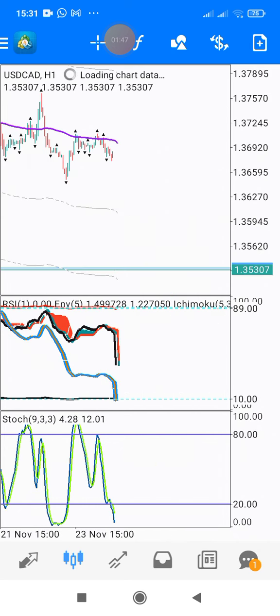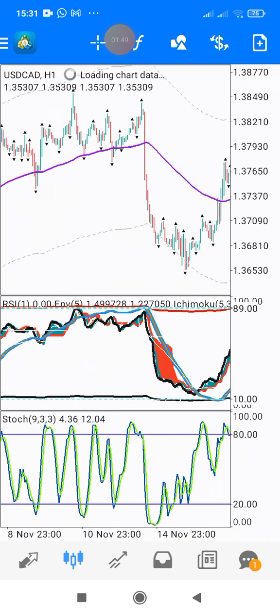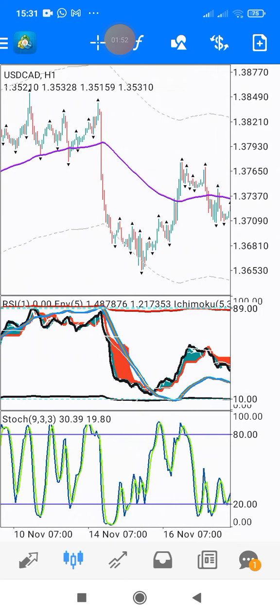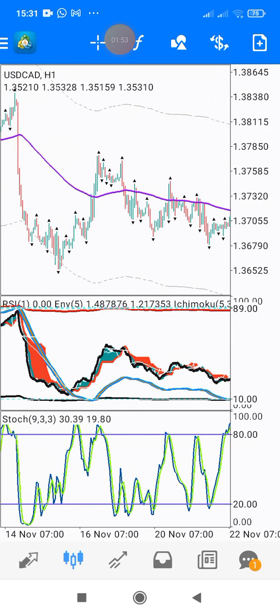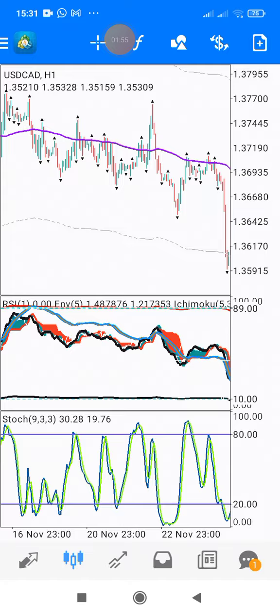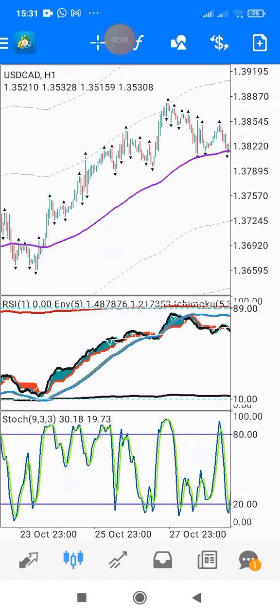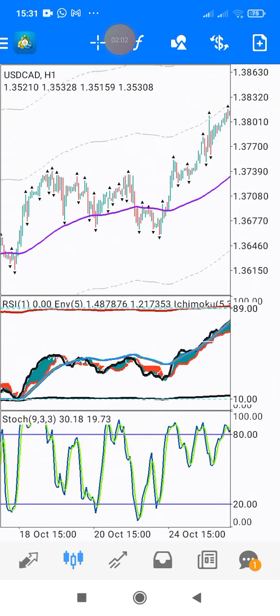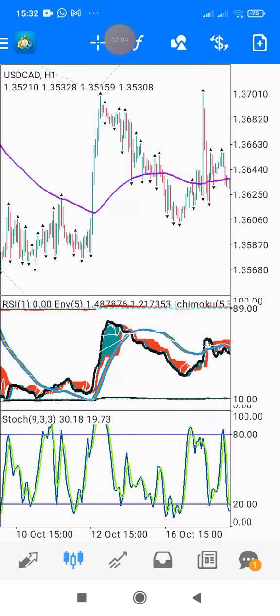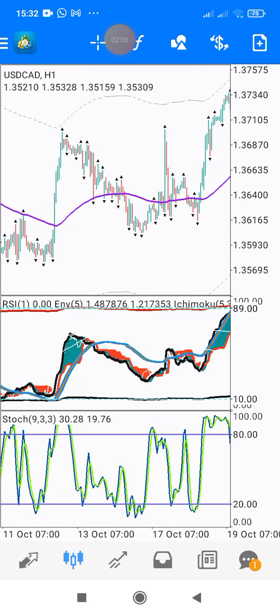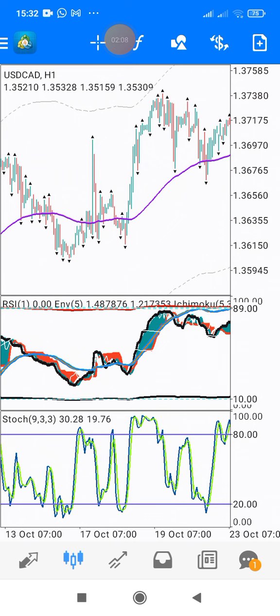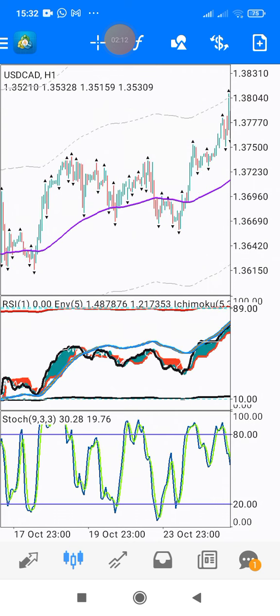So this is one of the strategies that I am using in the market. We can see it is very accurate. This is a Caleb strategy, but I've modified it to give it better entries.